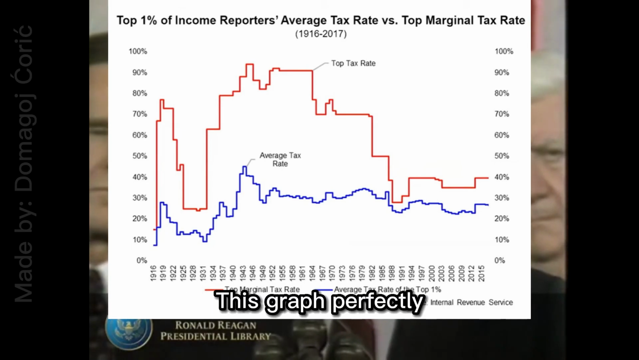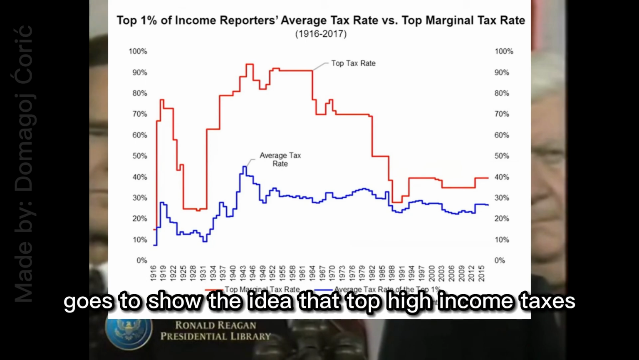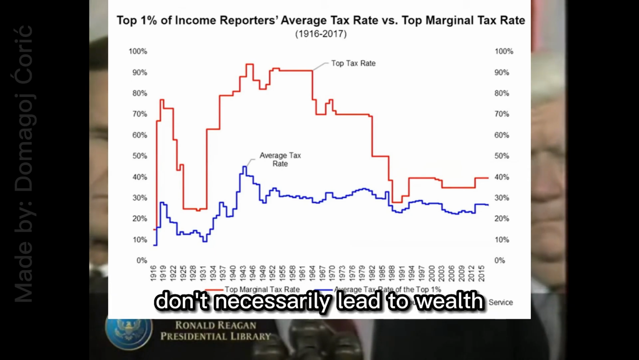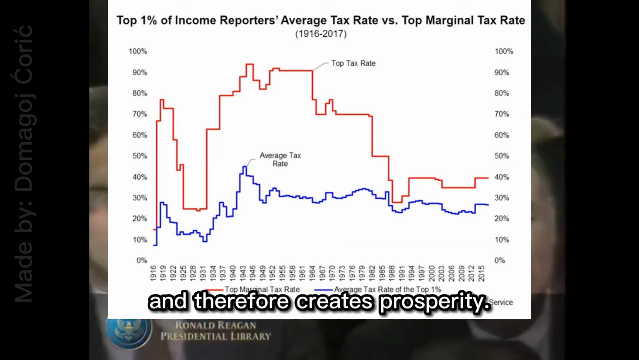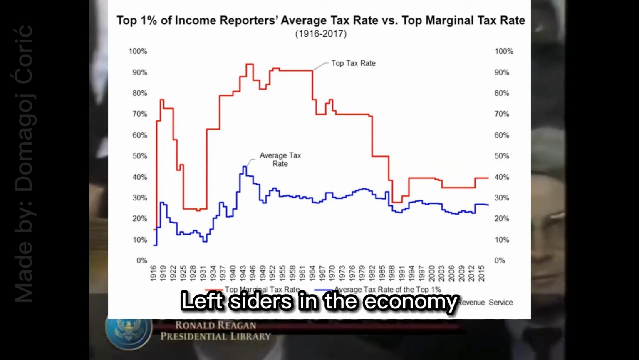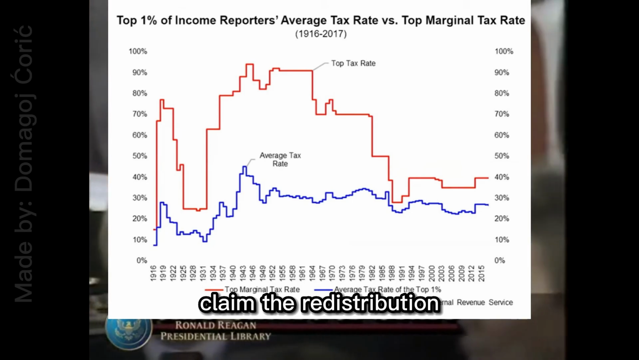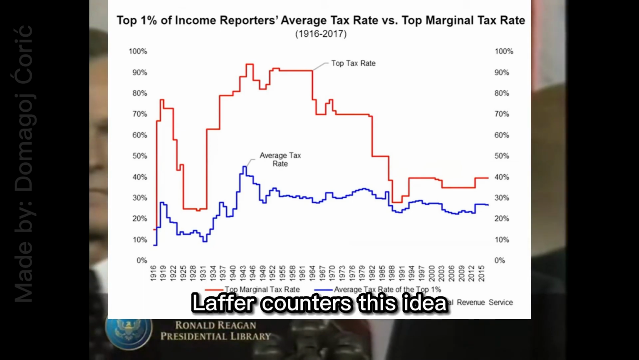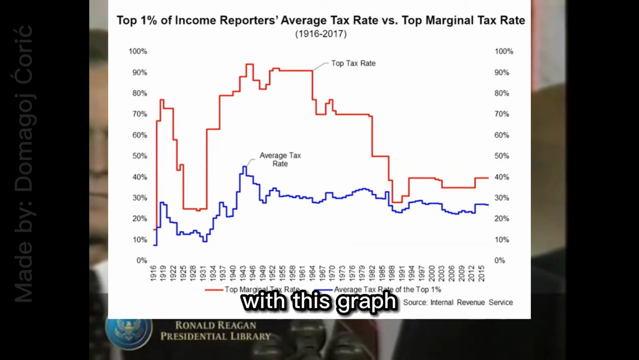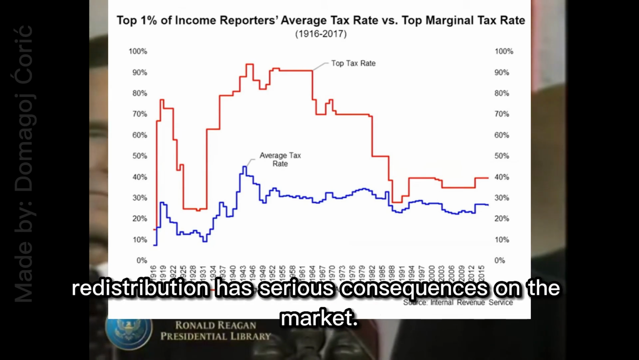This graph perfectly goes to show the idea that top high income taxes don't necessarily lead to wealth redistribution and therefore create prosperity. Left-siders in the economy claim that redistribution brings wealth from those who have too much to those who are in need of it. Laffer counters this idea with this graph and also reminds us that wealth redistribution has serious consequences on the market.